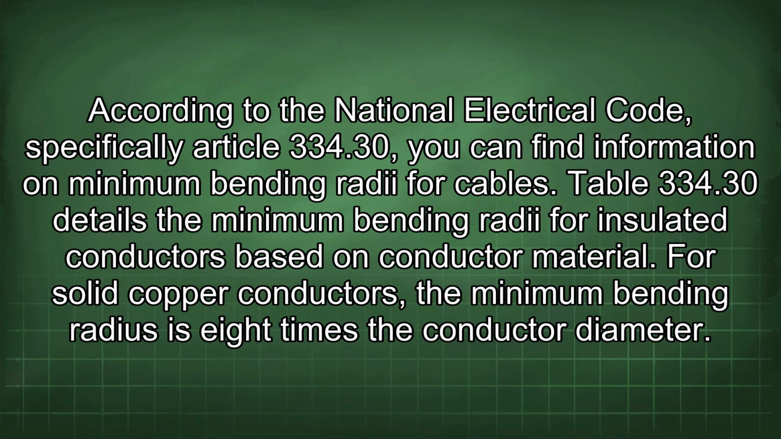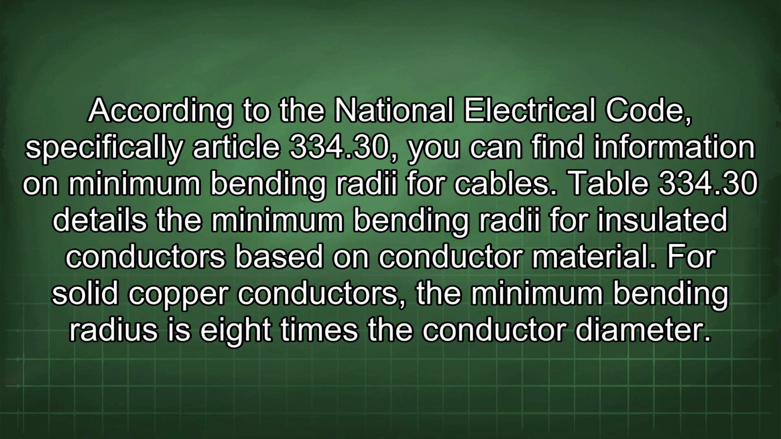According to the National Electrical Code, specifically Article 334.30, you can find information on minimum bending radii for cables. Table 334.30 details the minimum bending radii for insulated conductors based on conductor material.